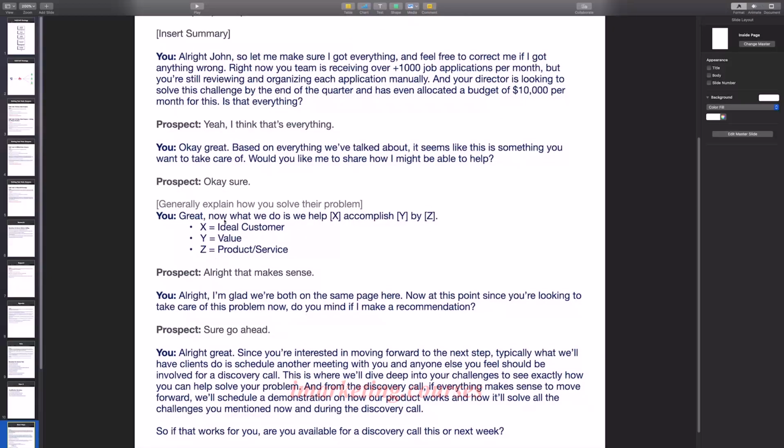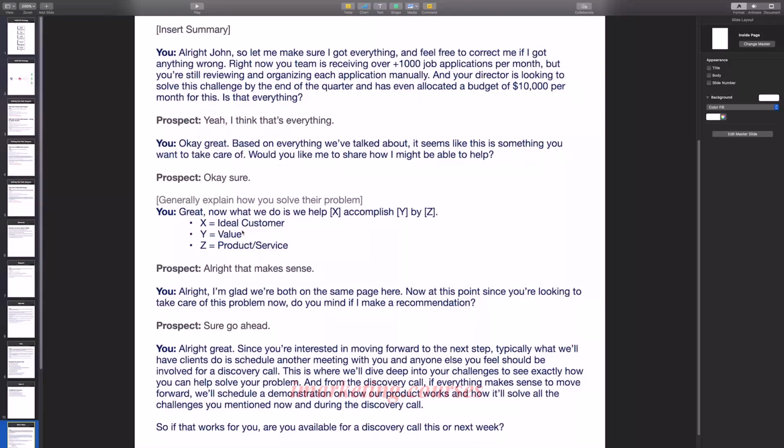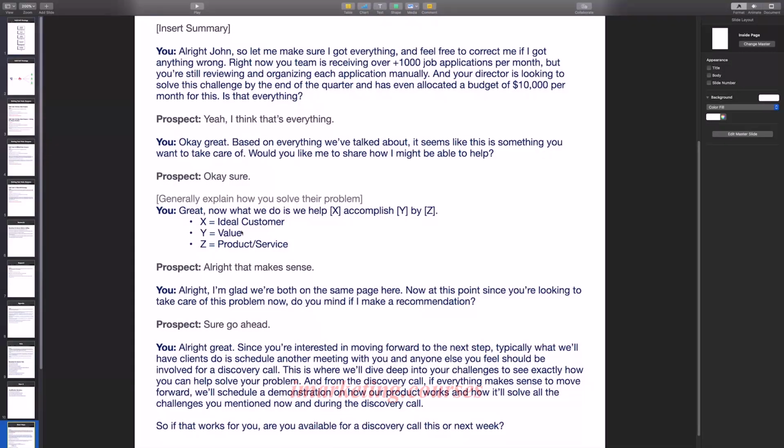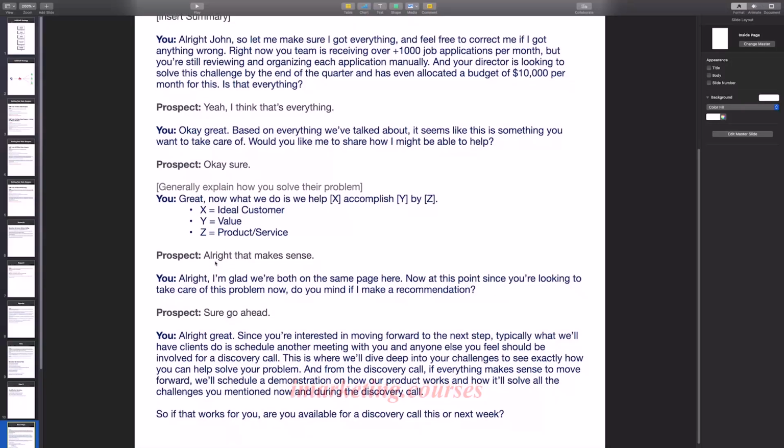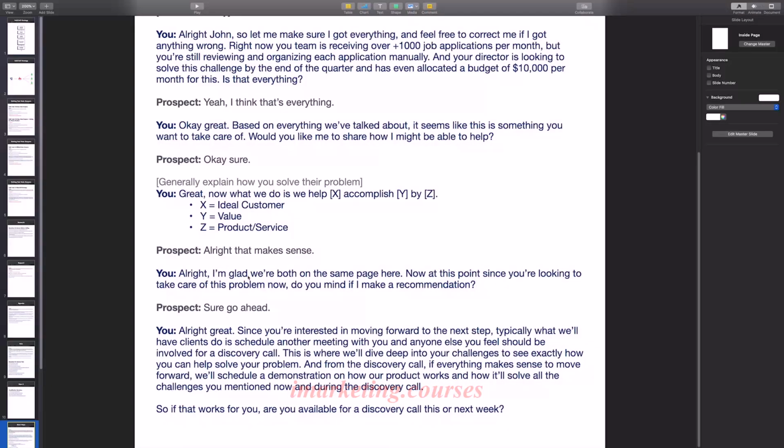And that's pretty much the format of how you do it. Maybe it's just a sentence or 2 or 3 sentences. You don't want to talk too much about yourself. You just want to make sure the prospect understands that you can help them. And they're going to say, all right, that actually makes sense. Then you say, all right, well, I'm glad we're both on the same page here.